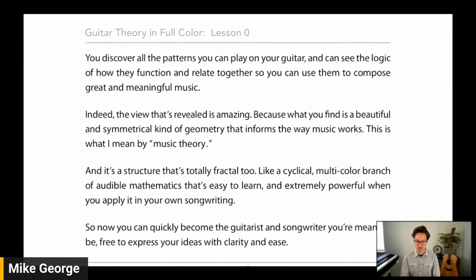You discover all the patterns you can play on your guitar, and you can see the logic of how they function and relate together, so you can use them to compose great and meaningful music. Indeed, the view that's revealed is amazing because what you find is a beautiful and symmetrical kind of geometry that informs the way music works. This is what I mean by music theory. And it's a structure that's totally fractal too, like a cyclical, multicolor branch of audible mathematics that's easy to learn and extremely powerful when you apply it in your own songwriting.